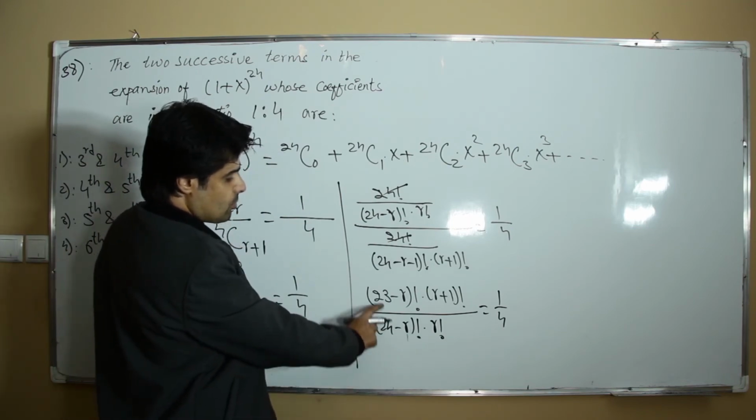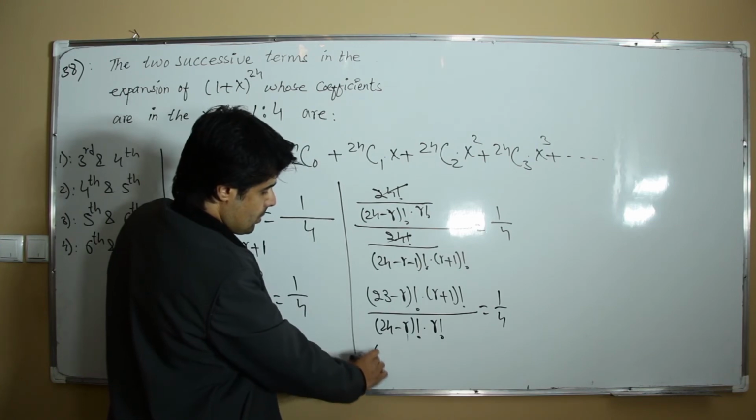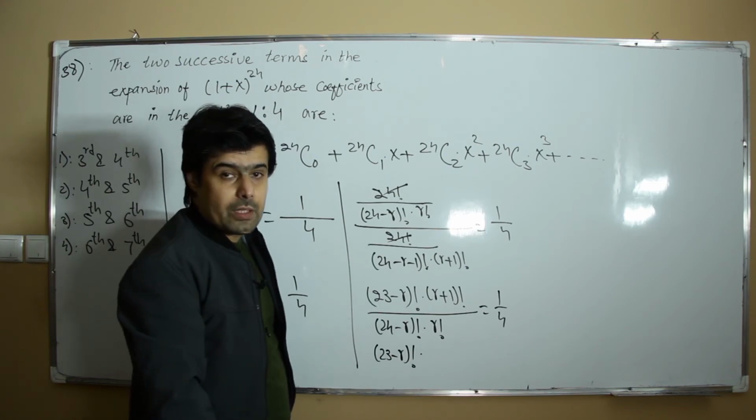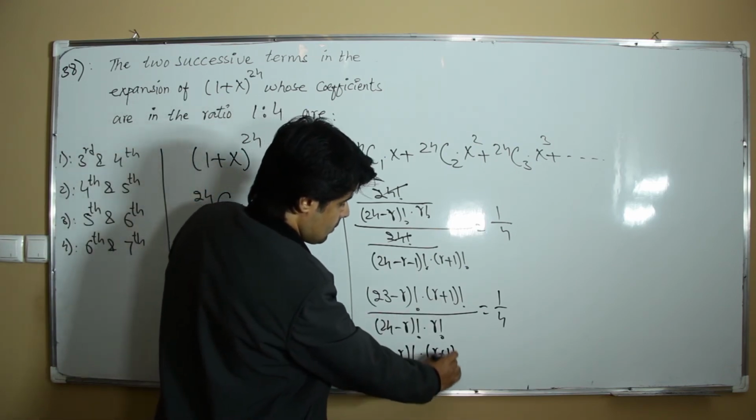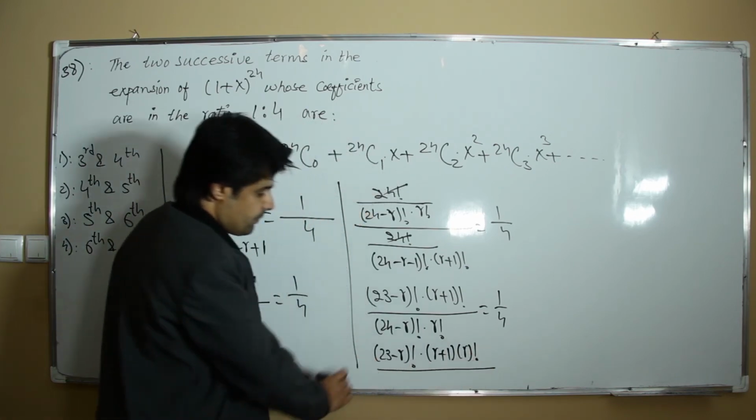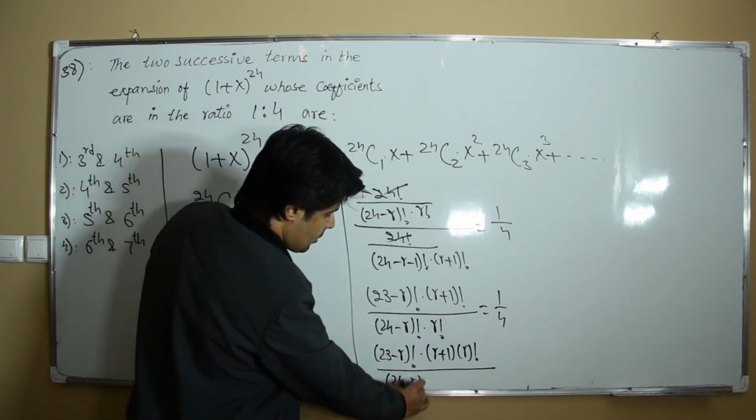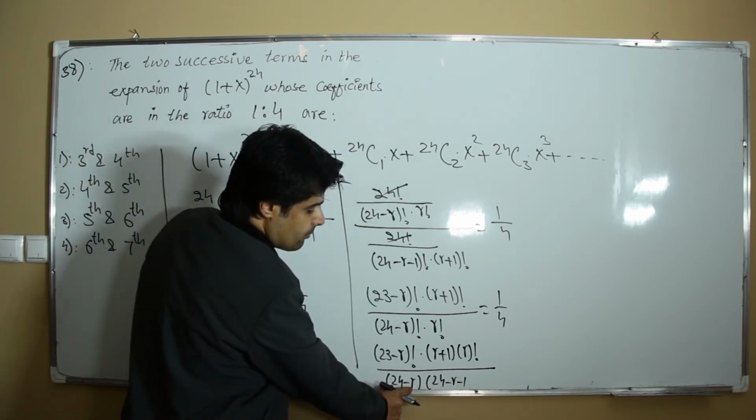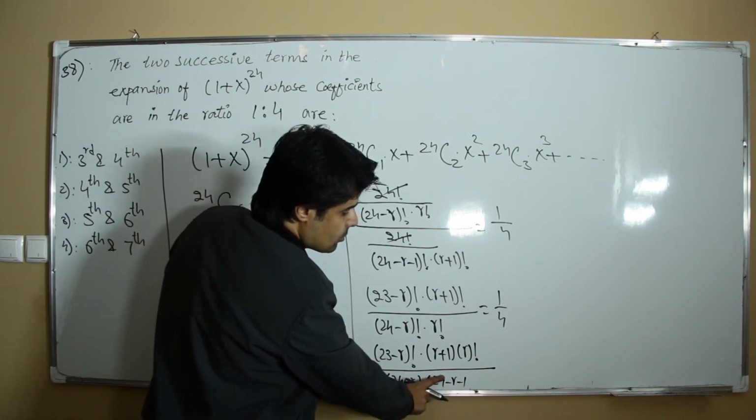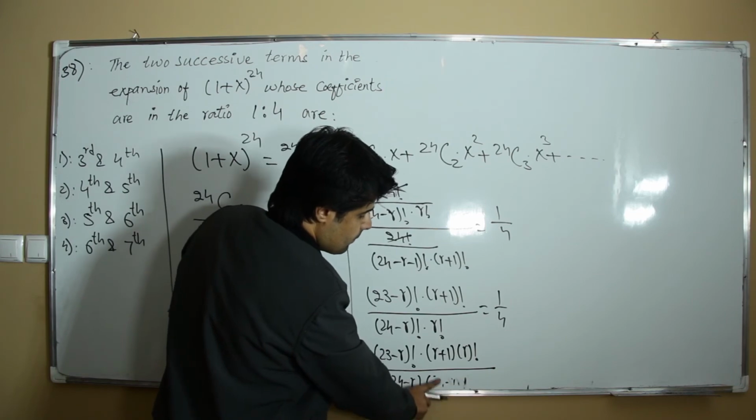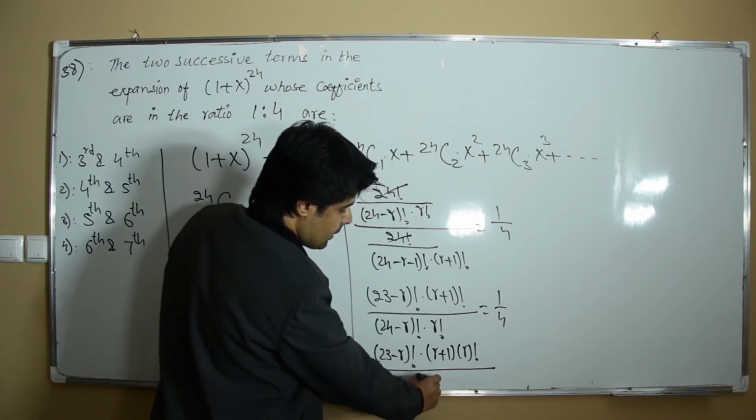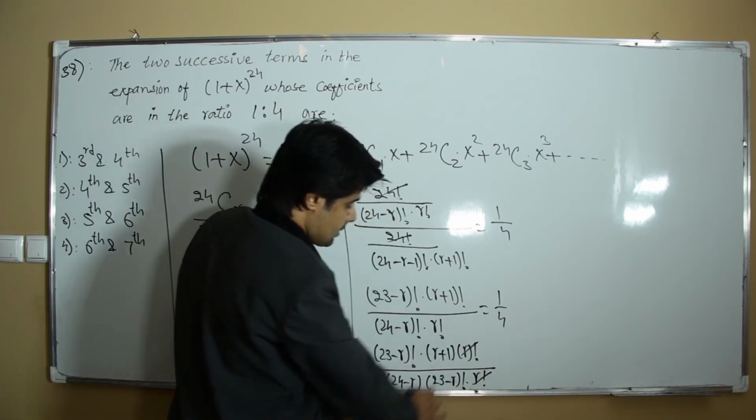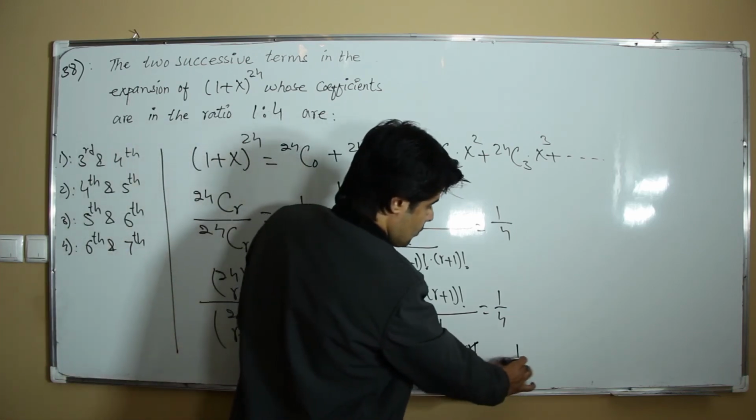Now expand this one up to 23 minus r and expand this one up to r. You will have (23 minus r) factorial. Am I right? Yes. This one is (r plus 1) times r factorial, divided by (24 minus r) times (23 minus r) factorial times r factorial. From 24 minus r minus 1 you have to decrease one number: 24 minus 1 is 23, then 23 minus r. This is cancelled. This is also cancelled, equal to 1 divided by 4.